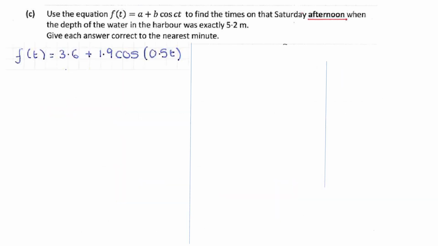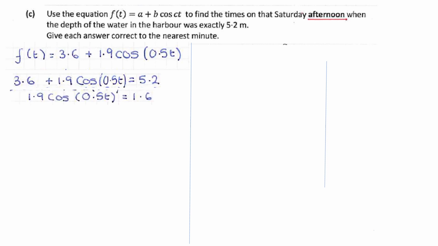So working through that, we start with the f of t with everything filled in. So I have my a, I have my b, I have my c. I then let that all equal to 5.2 because that's what I'm trying to solve. I rearrange this, so I bring my 3.6 over and then I divide by 1.9. Just be really careful. You can't add the 3.6 and the 1.9.